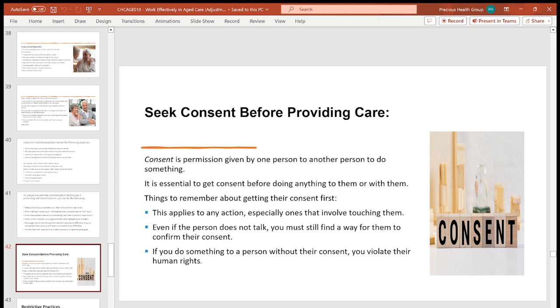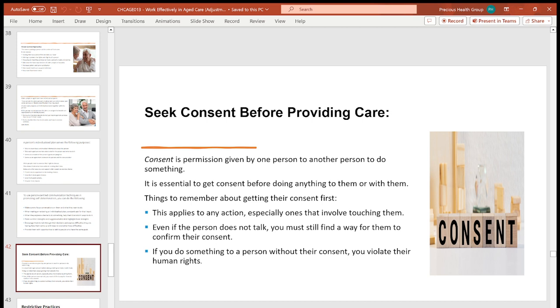And just as I said earlier, we shouldn't be assuming that we are doing something for them. So whenever we want to do anything on their behalf, we are expected to seek their consent even before providing that particular care. Consent is a permission given by a person to another person to do something. It is essential to get consent before doing anything to your clients, and the first thing to remember about getting their consent is that this applies to any action, especially one that involves you touching them in any way.